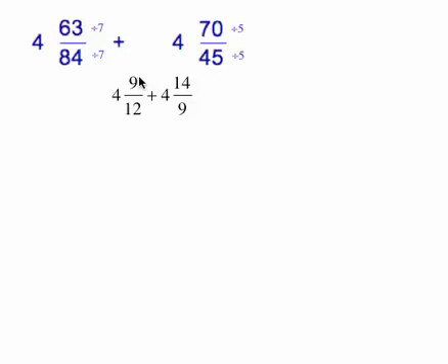So we have 9/12ths, so I'm going to divide the top and bottom by 3, and that's going to give me 3/4. So we have 4 and 3/4. Now 14/9ths is an improper fraction. It's called an improper fraction because it's greater than 1, right? The numerator is greater than the denominator. So we're going to reduce that.